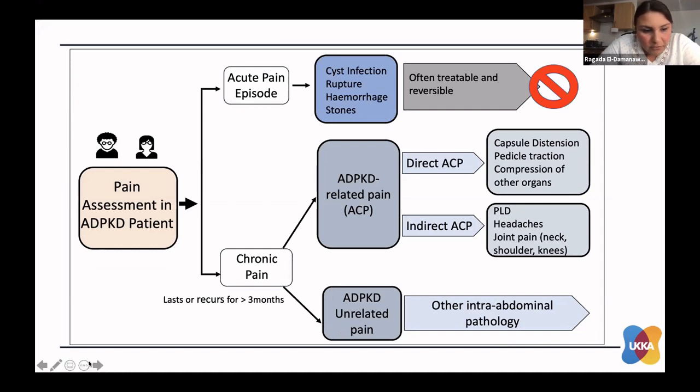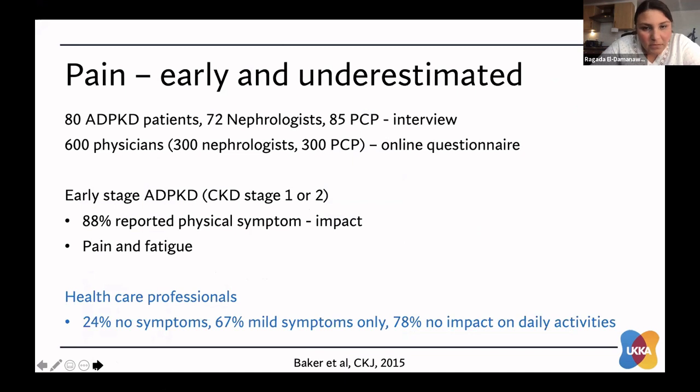So the important thing about pain is that, as I've said, it occurs early, but actually it's hugely underestimated. And this is a qualitative study where they were looking at the perception of healthcare professionals and nephrologists versus patients with lived experience of ADPKD. Even in patients who had CKD stage 1 and 2, so quite early disease, 88% of them had symptoms, the commonest being pain and fatigue, which impacted quite significantly on their lives. But when healthcare professionals were asked, most of them thought that patients had either no symptoms or very mild symptoms, and definitely not symptoms that would impact on quality of life.